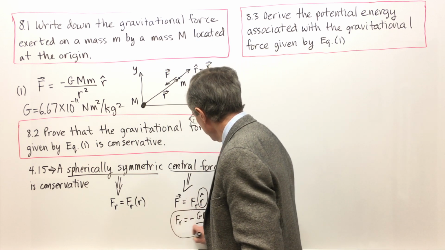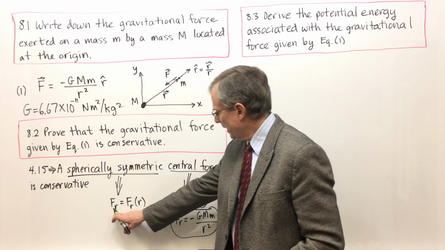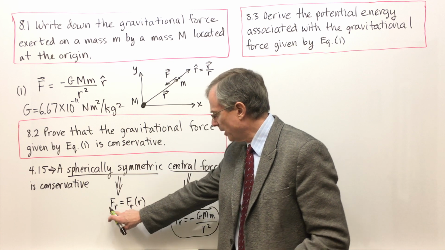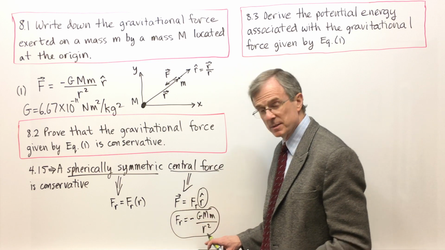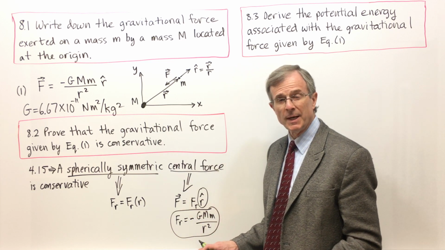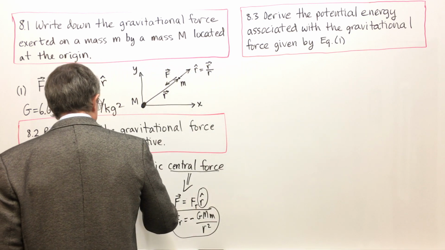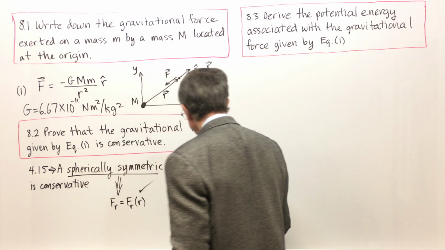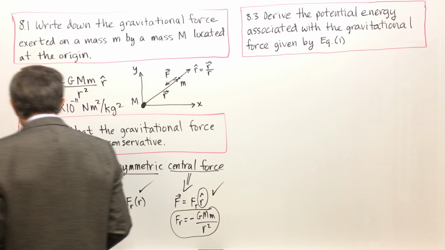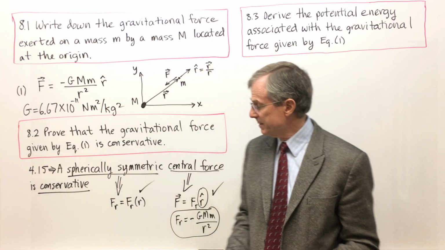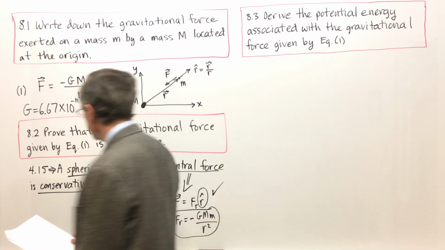Is this gravitational force spherically symmetric? Well, I have to check to see if Fr, the r component of the F, depends only on r. Does it depend on theta? Does it depend on phi? No, it doesn't. It only depends on r. So we're good to go on spherically symmetric. We're good to go on central force. Therefore, by concept 4.15, the force is conservative. So gravity is a conservative force.